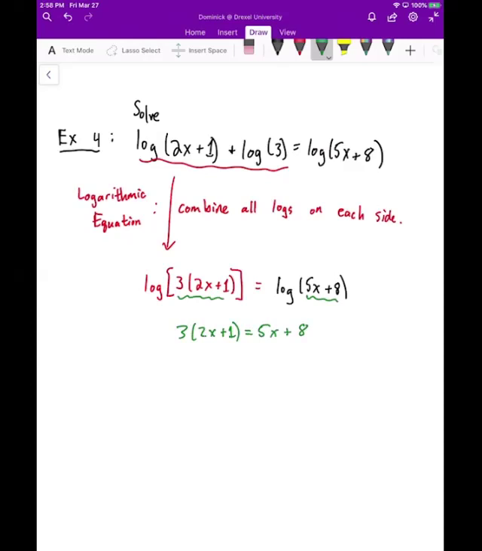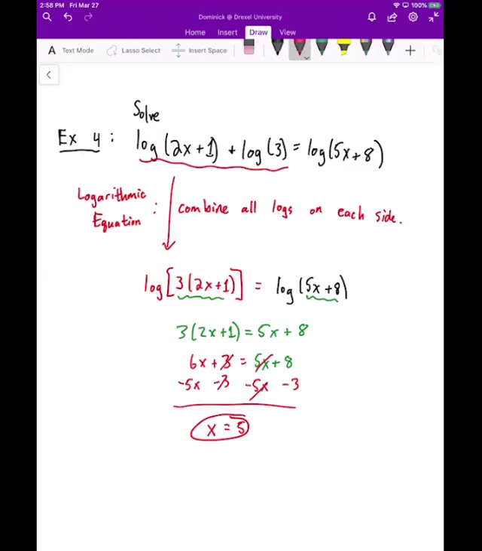Well, now this is something that we can solve fairly easily. If we distribute here, we'll get a 6x plus 3 is equal to a 5x plus 8. So now we can bring our x terms to one side. And I'll bring this 3 over to the other side. So these cancel and these cancel. And we're left with x is equal to 5.